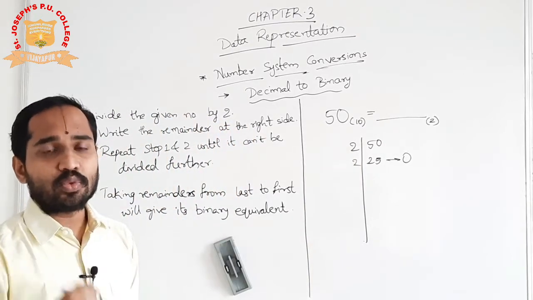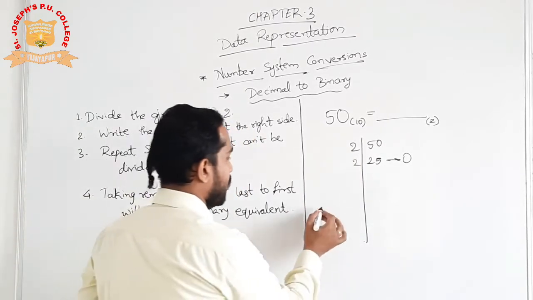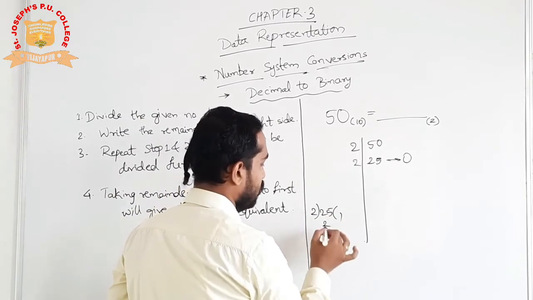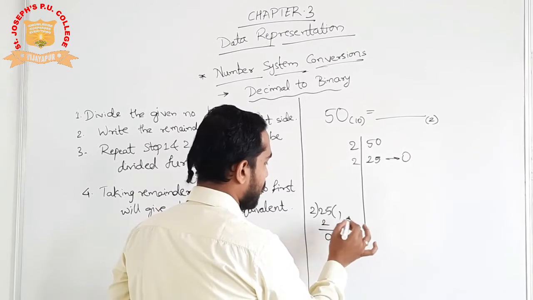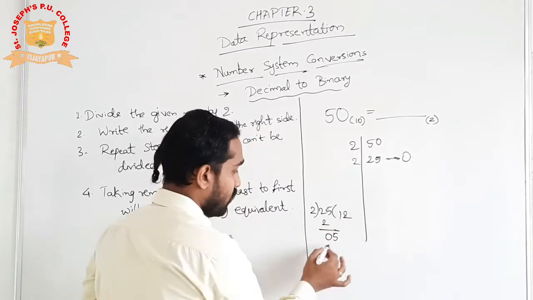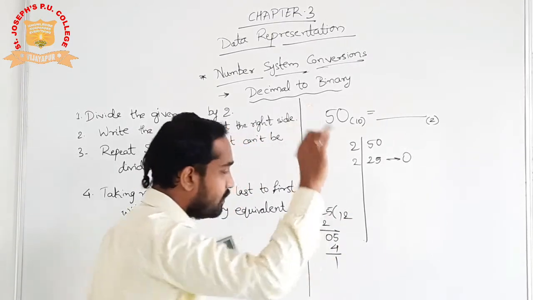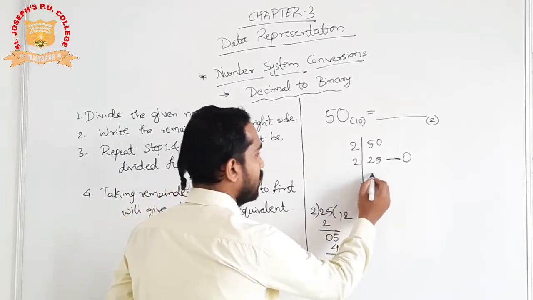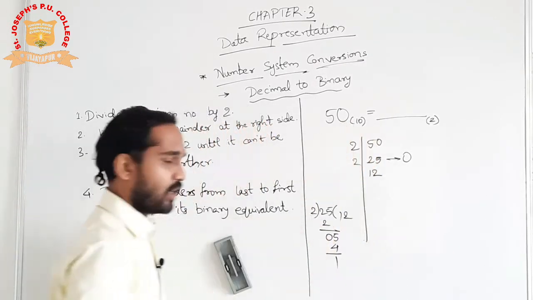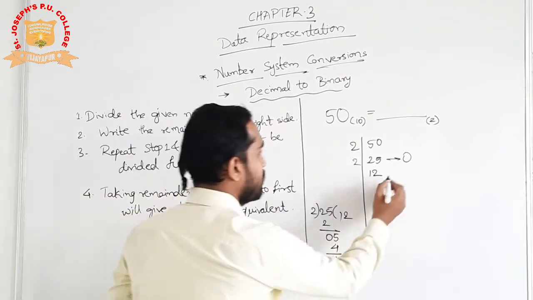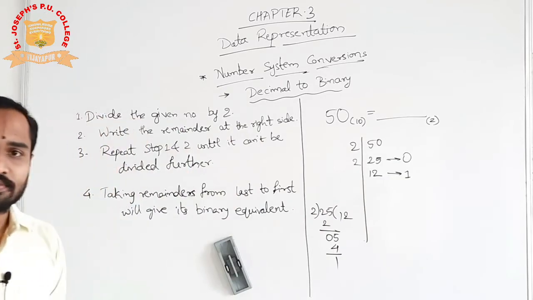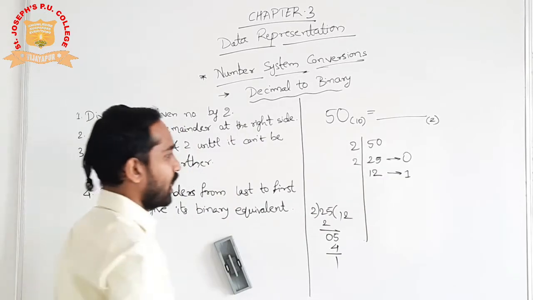25 divided by 2. What will you get? 2 ones are 2, 0. 5 is remaining. 2 twos are 4. So 1 is the remainder now. Am I right? What is the quotient? 12. So 12 I will write, and in the remainder side I'll write 1. Am I right? Correct? Okay.